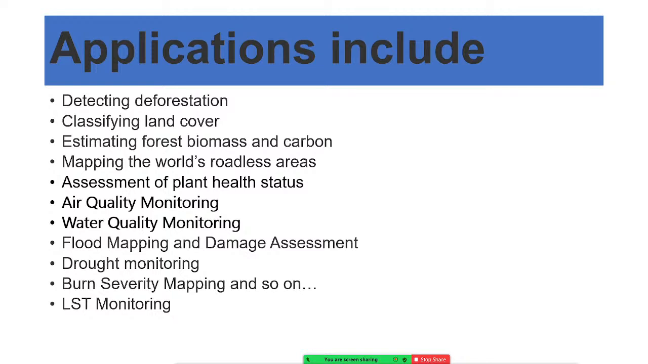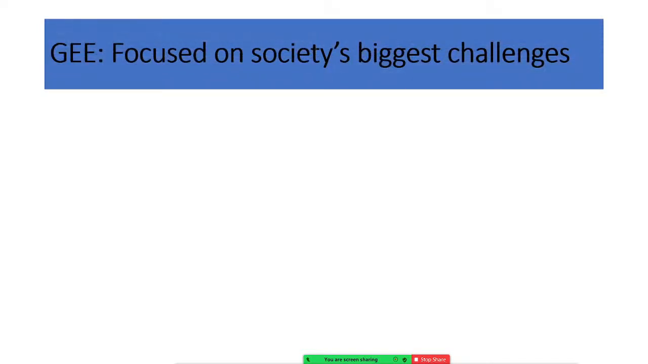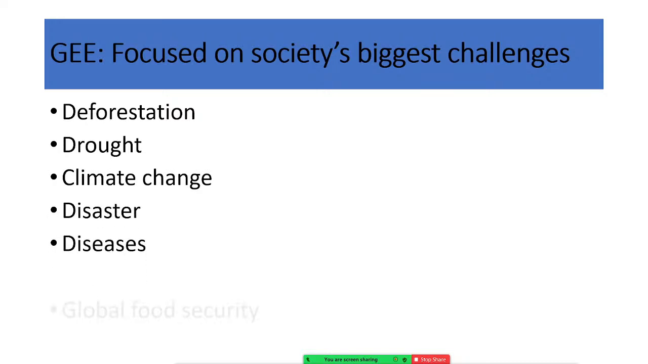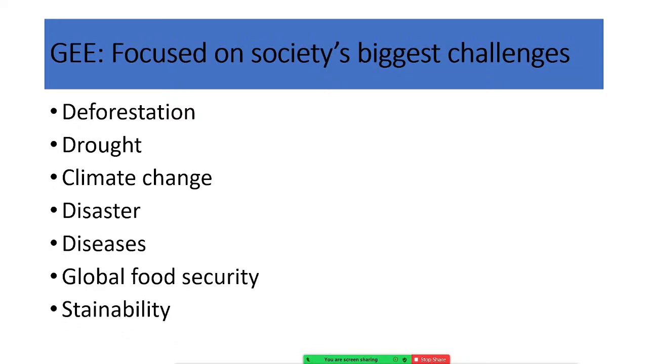Actually, you can apply all of this remote sensing work here. You just convert the methodology into code, and then you can do it very easily. Google Earth Engine focuses on society's biggest challenges: deforestation, drought, and climate change. It also focuses on disasters, diseases, global food security, and sustainable development.